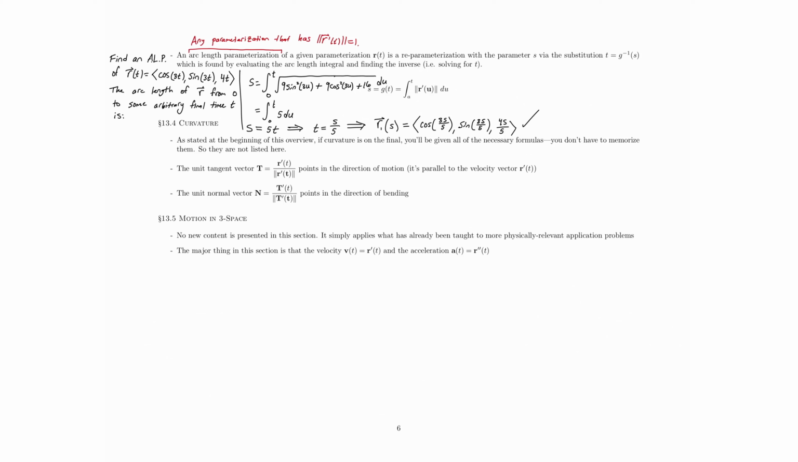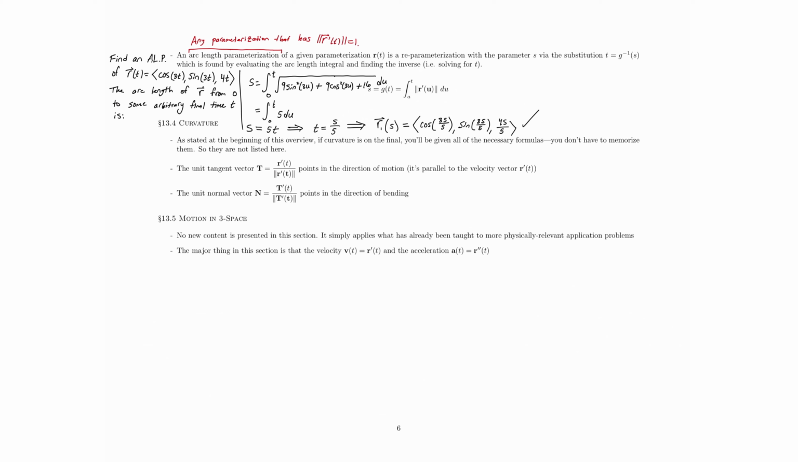All right, the next section we have is 13.4, which is curvature. If curvature is on the exam, it's one of those topics that sometimes is, sometimes isn't. Literally being asked to calculate curvature. So this section is called, just so, let me clarify here.